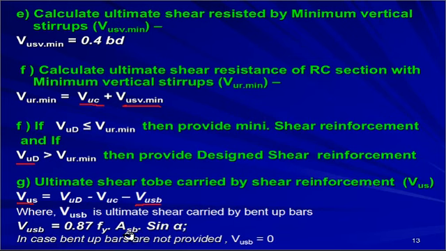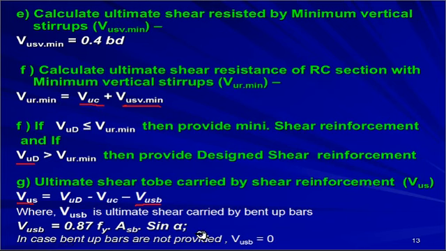So it is 0.87 Fy into ASB into sin alpha. Well, what is ASB? It is the area of bent up bars, cross sectional area of bent up bars. If two bent up bars are provided, then that is the cross sectional area of two bent up bars. And what is sin alpha? So alpha is the angle with which the bent up bars are provided, and normally it is 45 degrees.